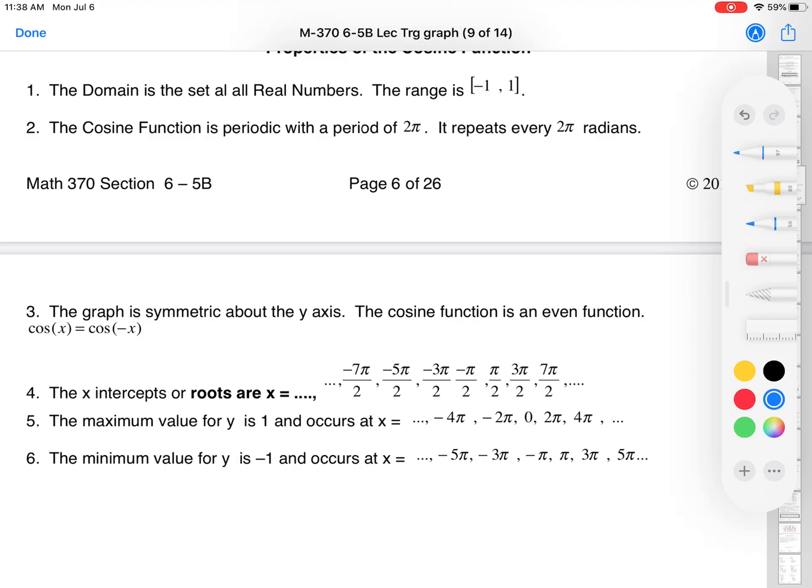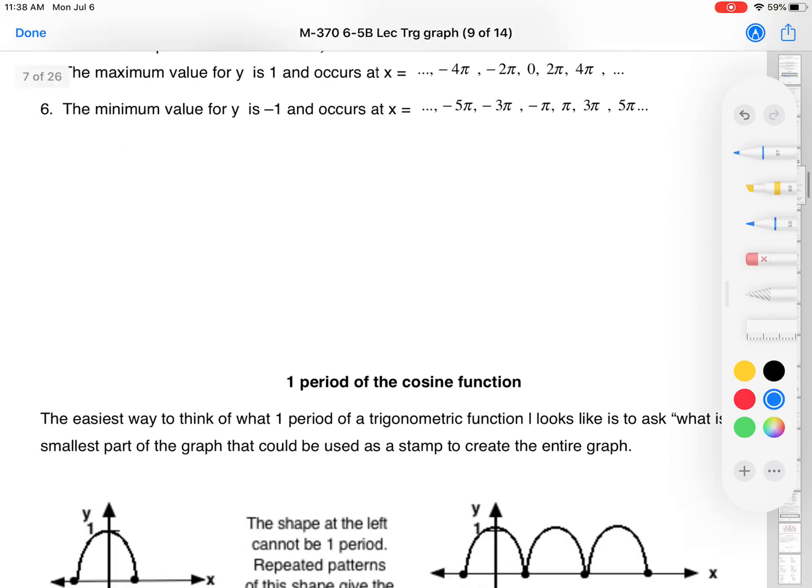The x-intercepts are all the pi over 2's, 3 pi over 2's. The maximum value occurs at all the even multiples of pi, and the minimum value occurs at all the odd multiples of pi. Just some things to observe in there.